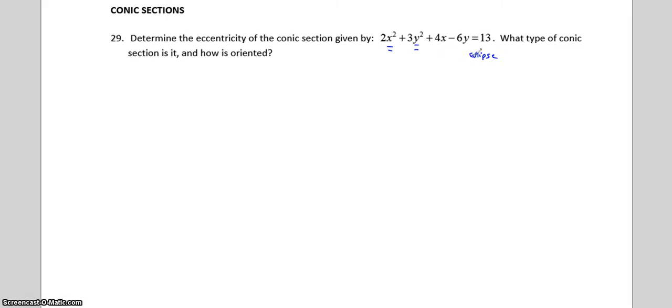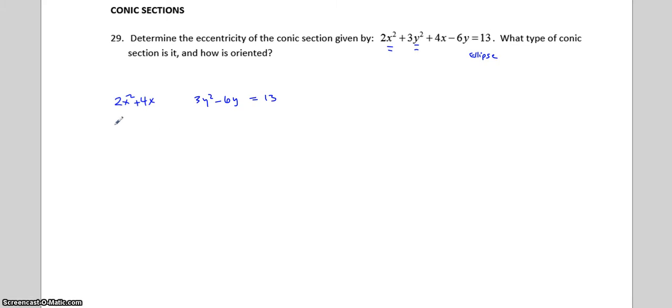We don't know yet quite how it's oriented. We have to actually put it in the standard form. So that's the main gist of this problem, is to go ahead and factor it and complete the square. So let's go ahead and do that. The way I like to do that is, first thing I do is collect all the x terms together. So I've got 2x squared plus 4x, collect the y terms together, 3y squared minus 6y, and then put the constant off to the other side, but it looks like it's already there.